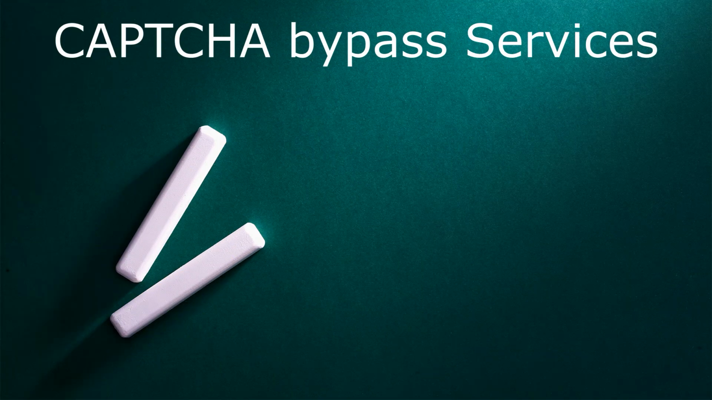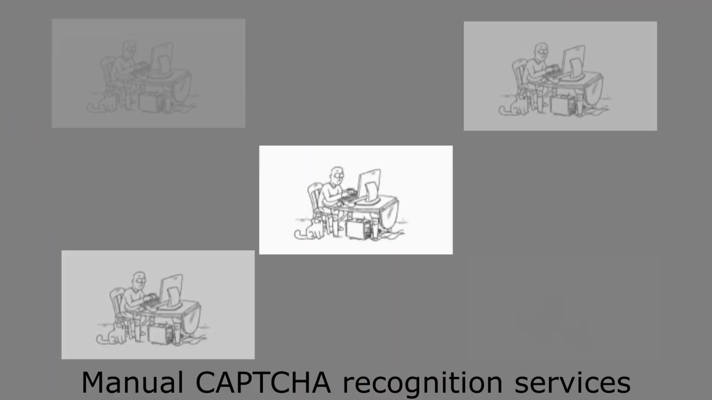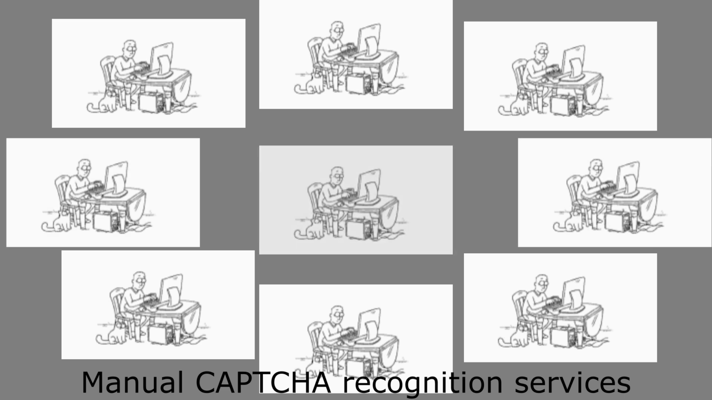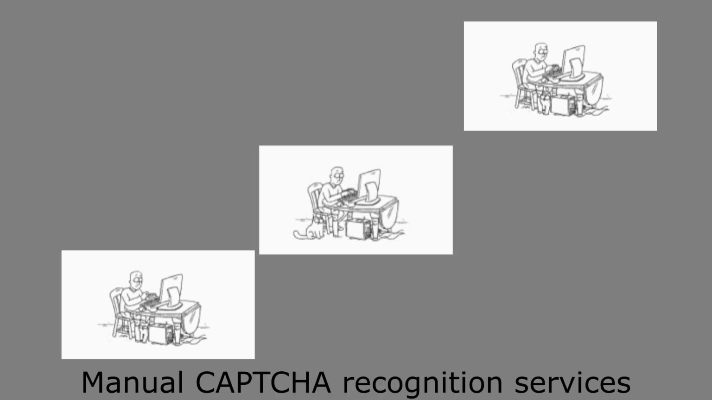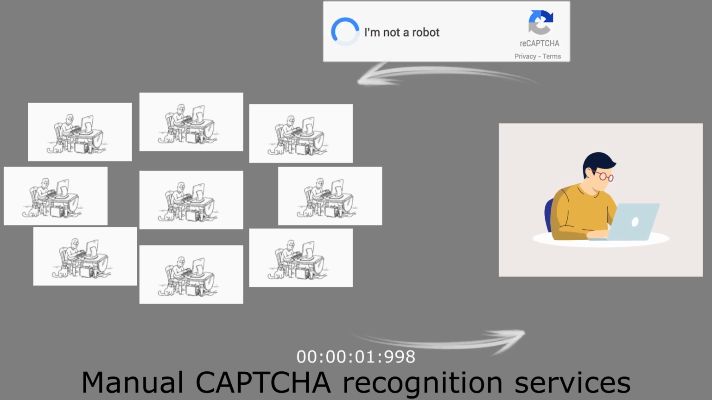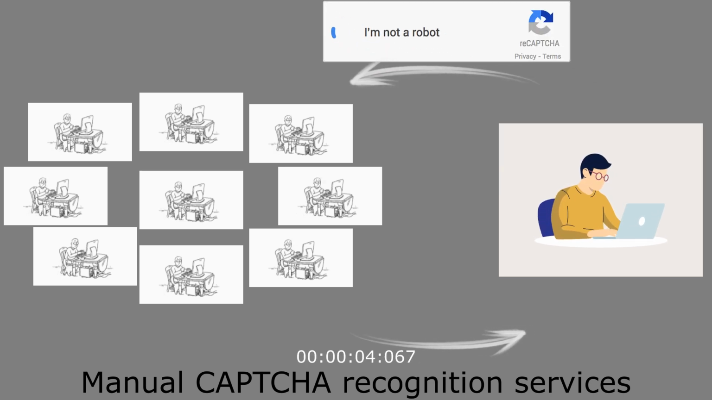There are services that help with CAPTCHA recognition. These can be divided into three categories. Manual CAPTCHA recognition services are those where real people solve CAPTCHAs by hand. This ensures high accuracy and reliability. It is the ideal solution for complex CAPTCHAs. An example of such a service is CAPTCHA.